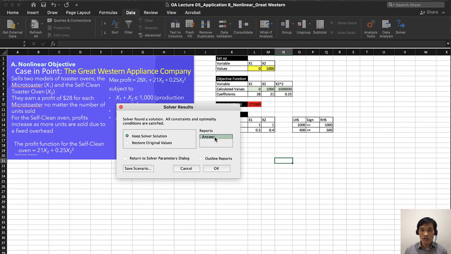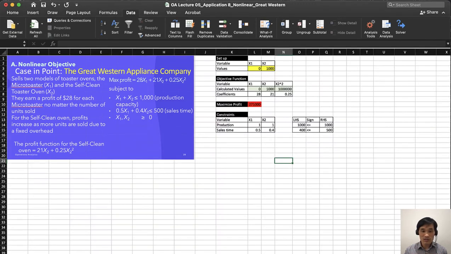And you can also look at the answer. So here we go. X1 is 0. In other words, micro toaster has to be 0, and self-clean oven 1000. So that's the solution it has found, because I think we have this exponential profit available here. Because of that, we did. And the calculated value is x1 is 0, x2 is 1000, and x2 squared, 1000 squared, is 1 million.